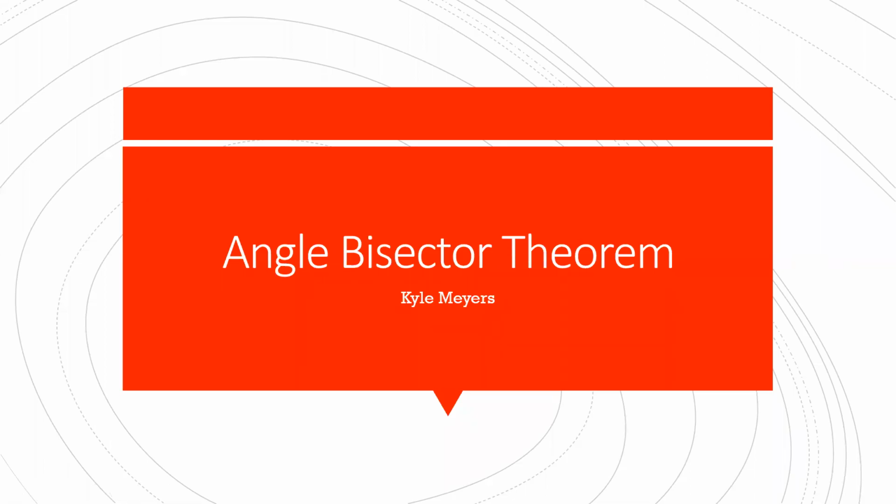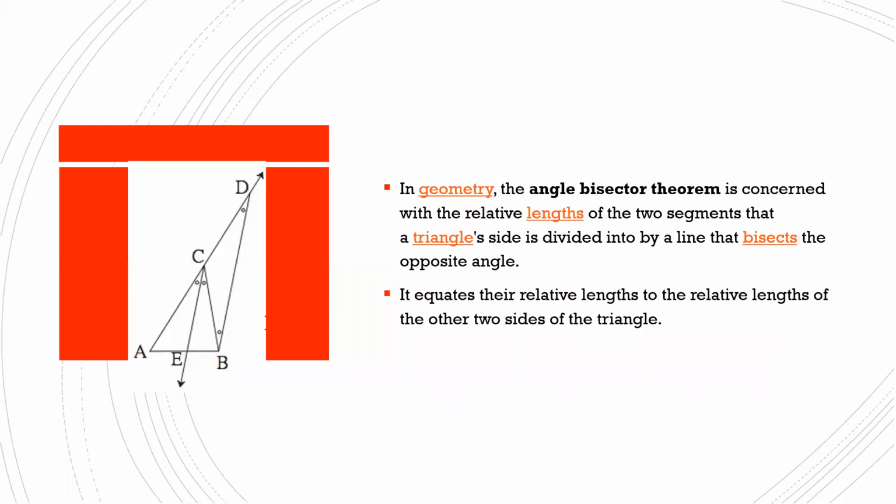Hello and welcome to another video presentation on the second most important derivation to be studied by every 10th standard student. And this is the angle bisector theorem. Now in geometry, the angle bisector theorem is concerned with the relative lengths of the two segments that a triangle's side is divided into by a line that bisects the opposite angle. It equates their relative lengths to the relative lengths of the other two sides of the triangle.